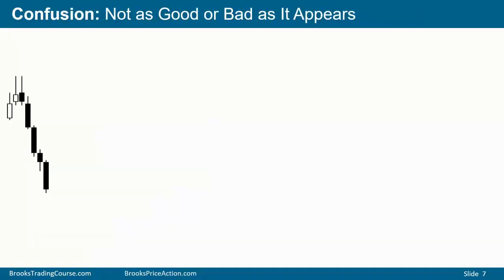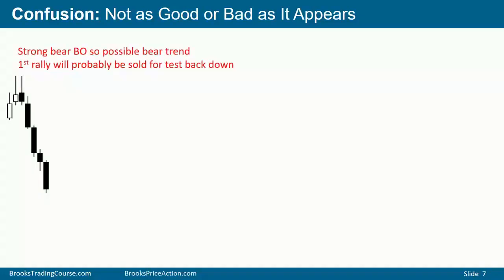I mentioned a moment ago confusion as being one of the hallmarks of a trading range. Strong bear breakout. We have 5 consecutive bear bars, 3 of them good-sized bodies, all 5 closing below their midpoints. And therefore, you have to be thinking that it could be the possible start of a bear trend, or it could simply be a bear leg that could end up as a trading range. It's unlikely to immediately reverse up into a bull trend.